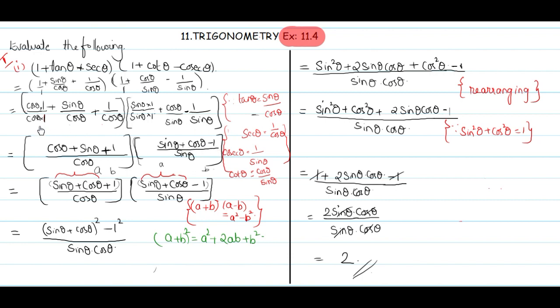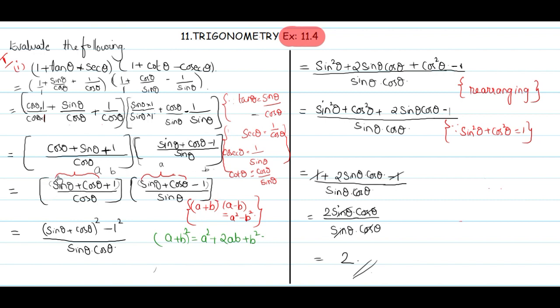So what did we do? We wrote the denominator once, and then whatever is there in the numerator all together we have written along with the signs. Now if you observe this, the first 2 terms are sin θ plus cos θ. Here in this bracket also we have sin θ plus cos θ, and the third term is 1 here. Here also we have 1.